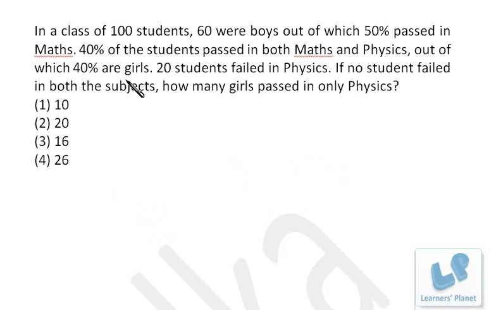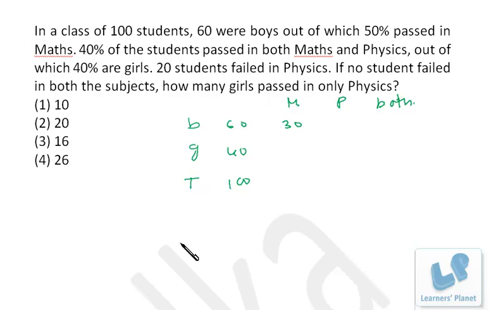Now this problem, in a class of 100 students, 60 were boys. Okay, we make a table. Boys, girls, and total. 60 boys, 40 girls, total 100 students. Okay. Now 50% passed in maths, right? Now maths and the other subject is physics, then both, right? Now maths, 50% is passed in maths.